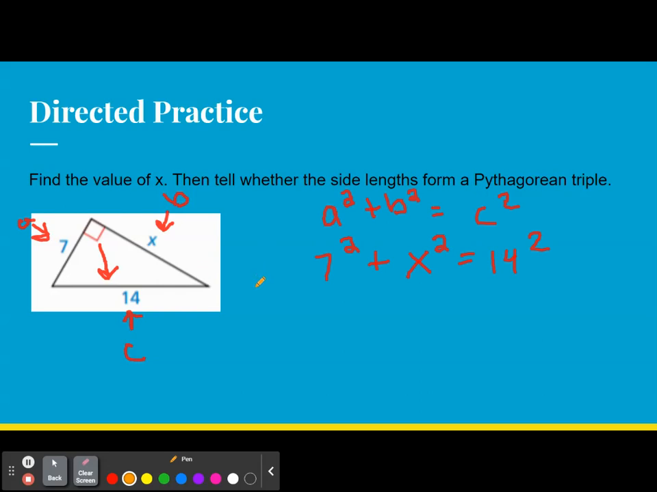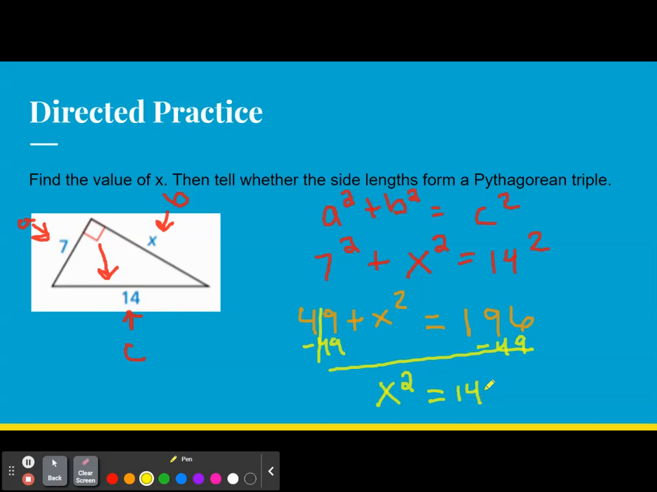So first you need to figure out what is 7 squared. Ivy, what's 7 squared? 49. So 49 plus x squared equals, Gabby, what's 14 squared? 196. Now this one's different. Oh, the 49's over here with the x squared. How do I get rid of that, Ben? Yeah, you would subtract it over to the other side. So 49 minus 49 cancels, so I have x squared equals, what's 196 minus 49? 147.